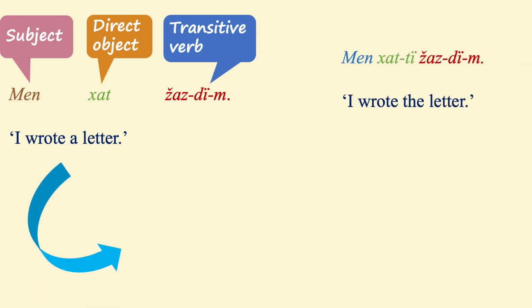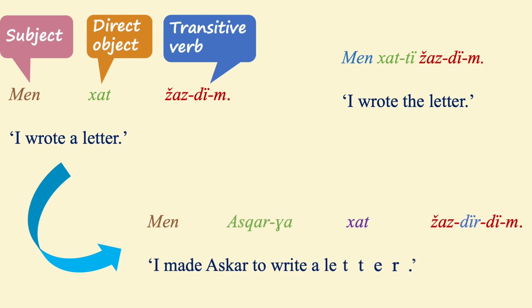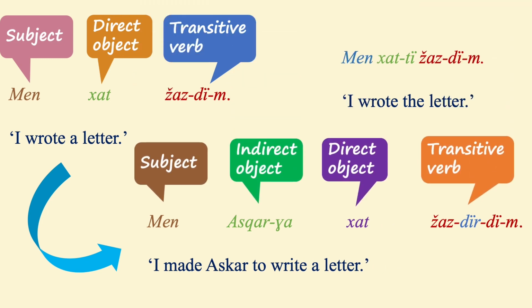I wrote the letter. Whereas if you add a causative suffix to the verb jaz, to write, then it becomes a verb requiring a direct object and an indirect object along with the subject. Therefore, your causative sentence is men Asqarga xat жаздырдым. I made Asqar write a letter, in which the transitive verb jaz, to write, inflecting with the causative ending, requires a direct object xat, the letter, where the accusative case is deleted, and an indirect object Asqarga, to Asqar.